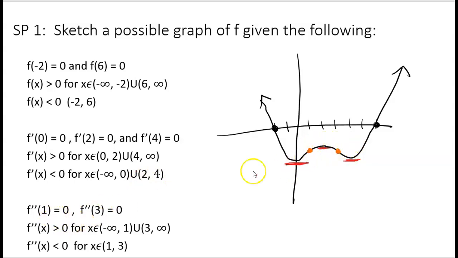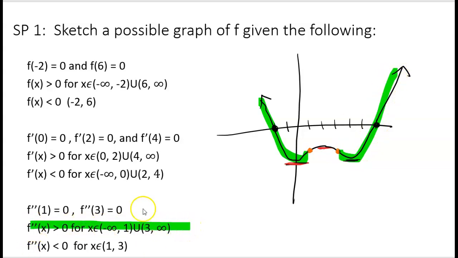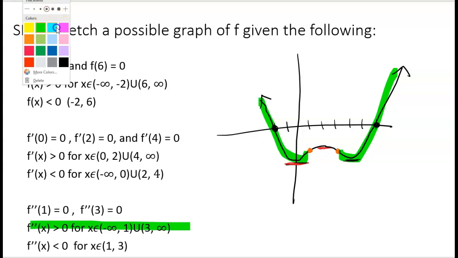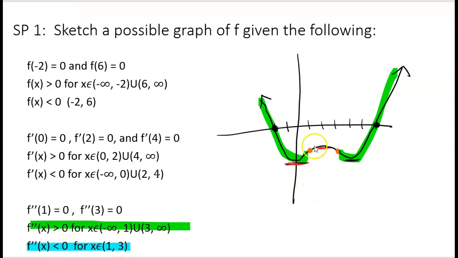Then the little orange dots represent my points of inflection. I have a point of inflection at 1 and 3, and you guys can see that on this side, we should have a concave up, and we should also have a concave up here, starting from those points of inflection. So those green areas are represented by these intervals. And then this interval is concave down. That would be from here to here. And the orange dot is where it switches concavity, and that's where the second derivative equals 0. So your graph should look something like that.